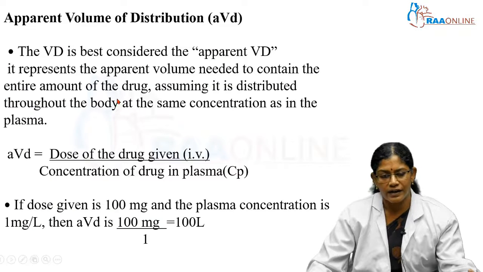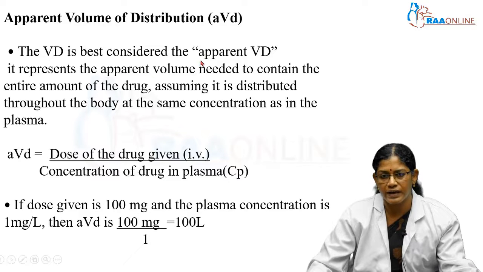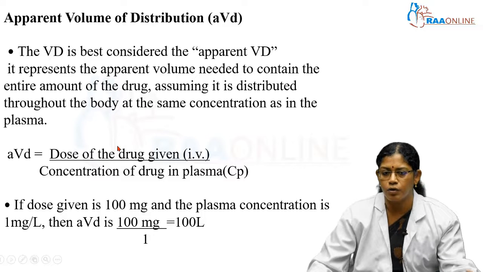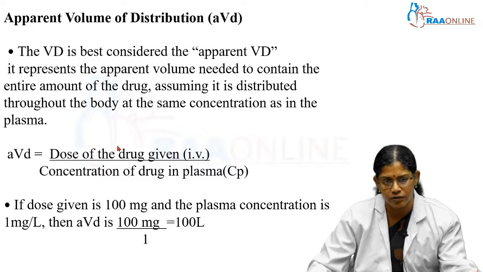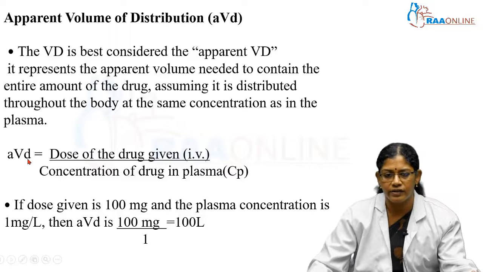So, we are calculating the volume of distribution. Because of that, we are adding the word apparent volume of distribution, by using the formula: dose of the drug given by intravenous route divided by concentration of the drug in plasma. So, the important thing is assuming it is distributed throughout the body at the same concentration as in the plasma. Like in plasma, throughout the extracellular interstitial fluid, intracellular fluid, everywhere it is distributed in the same concentration, assuming that we are calculating this volume of distribution. So, the formula is dose of the drug given by intravenous route divided by concentration of the drug in plasma.